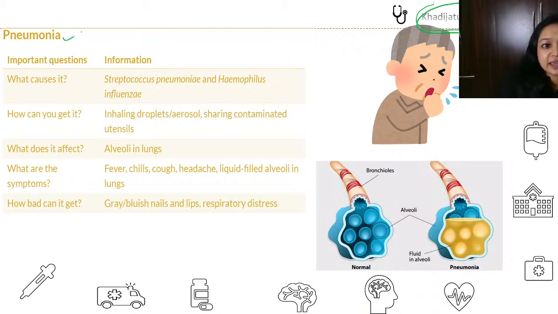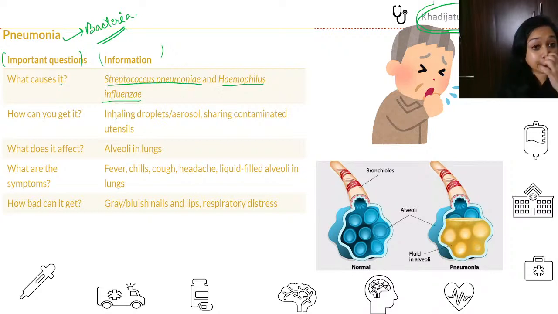So the second disease is again a bacterial disease, pneumonia. It is caused by bacteria. Then let's come to the important questions and information. What causes pneumonia? Streptococcus pneumoniae and Haemophilus influenzae. Here students get confused a lot by the name Haemophilus influenzae. They confuse it with the influenza virus quite often, and think that it is a virus or something. But Streptococcus pneumoniae and Haemophilus influenzae cause pneumonia.